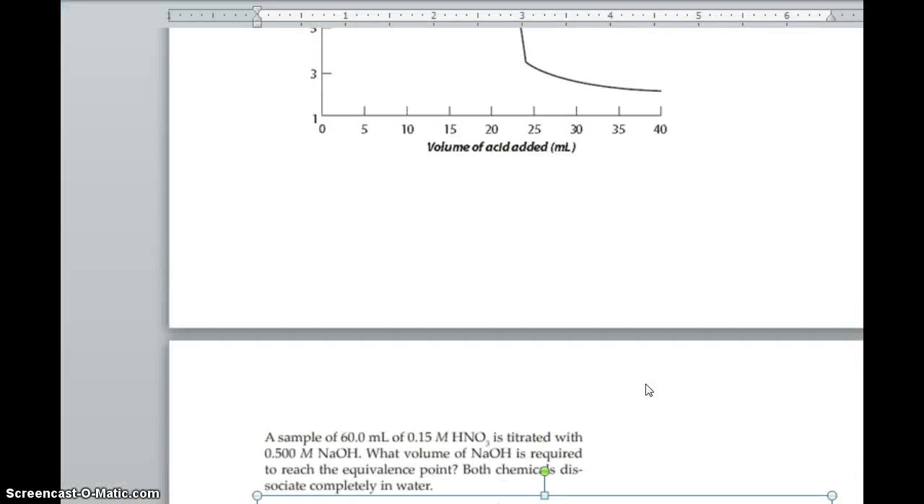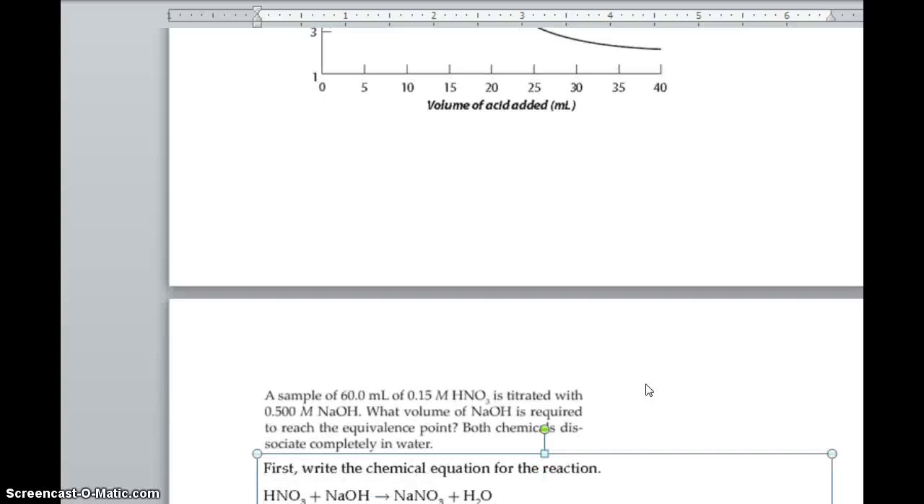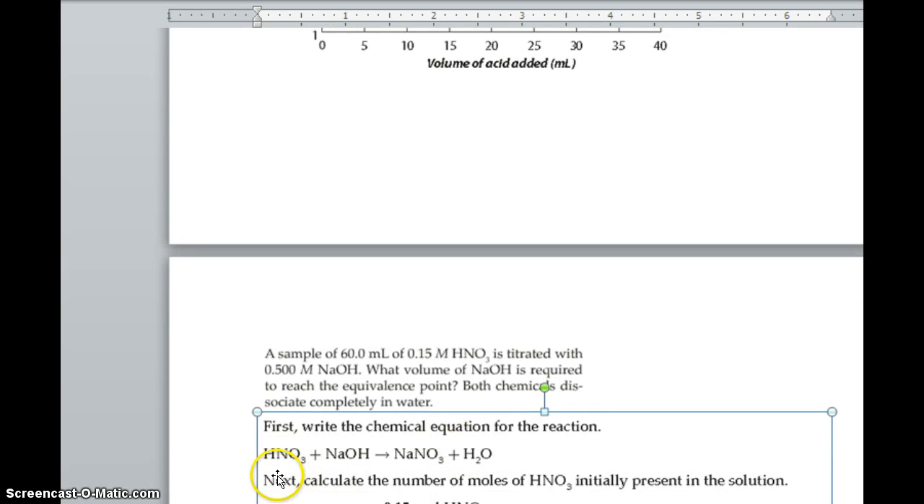Okay, the other thing that you need to do is make a balanced chemical reaction. So try and do that. Hit pause, and when you're ready, hit play. So we have our chemical reaction.